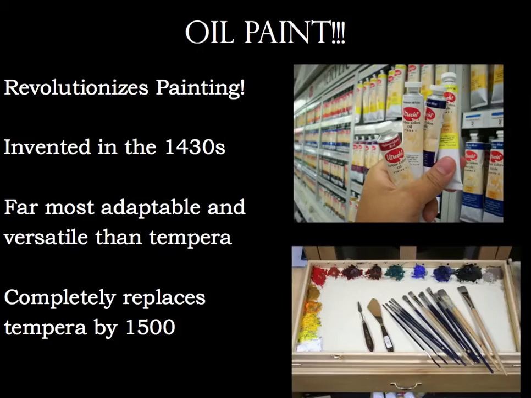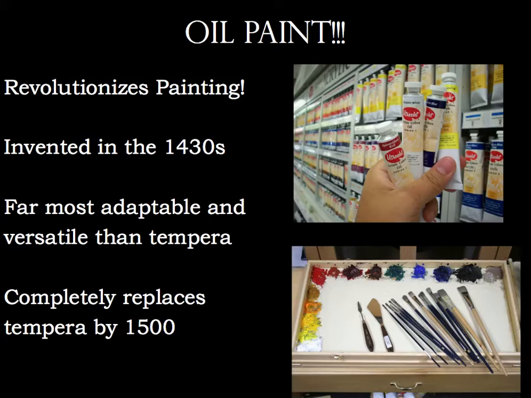Now, one of the really exciting things to come out of Northern Europe is oil paint. And even Jan van Eyck and his brother helped in the formulation of oil paint. Now, oil paint, just like linear perspective, revolutionizes painting. And it's invented in the 1430s in Northern Europe, in the area of Flanders. And it's far more adaptable and versatile than tempera is. It will completely replace tempera by about the year 1500.